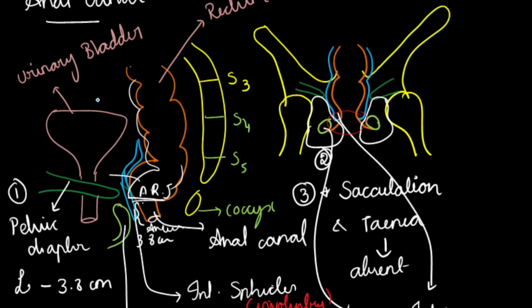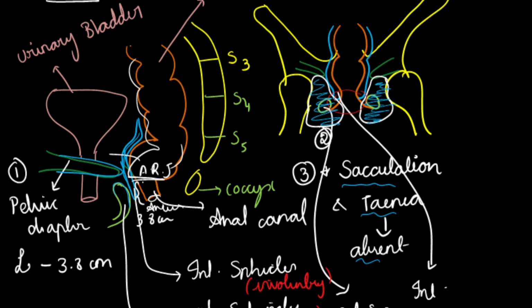So the anal canal forms the terminal part of the large intestine, and it is situated exactly below the pelvic diaphragm, between the internal anal sphincter here and the external anal sphincter here. In the lateral aspect of the anal canal, we can see the ischio-anal fossa, which helps in distension of the anal canal during the passage of flatus. And here there will be no sacculations and taeniae, which form the major features of the large intestine. So they are absent in the anal canal.